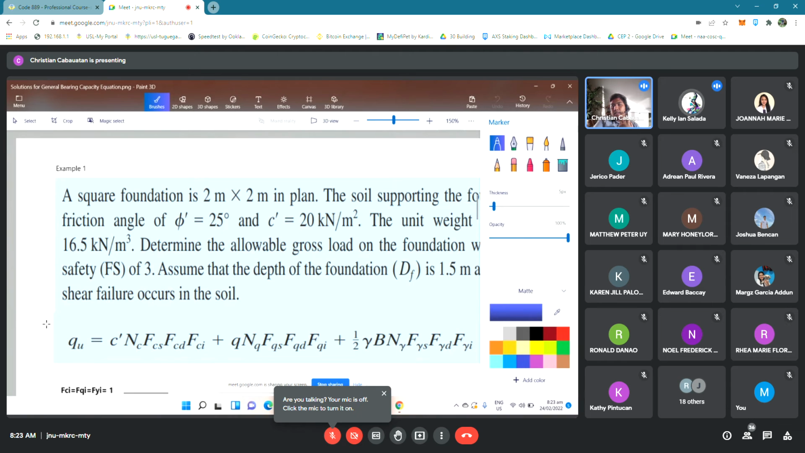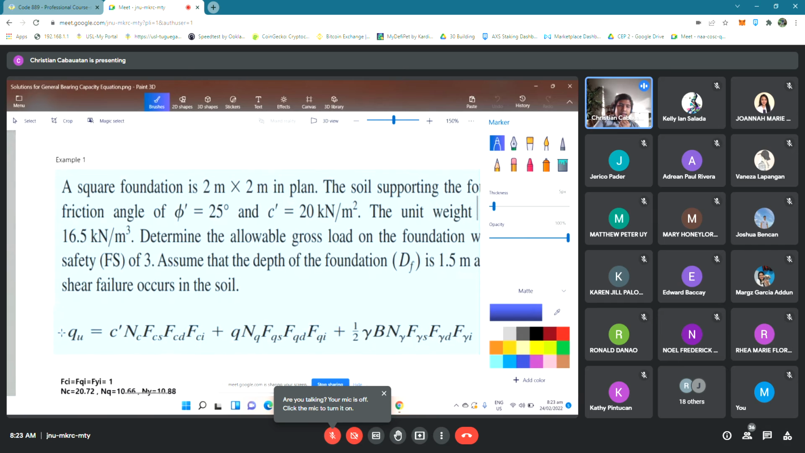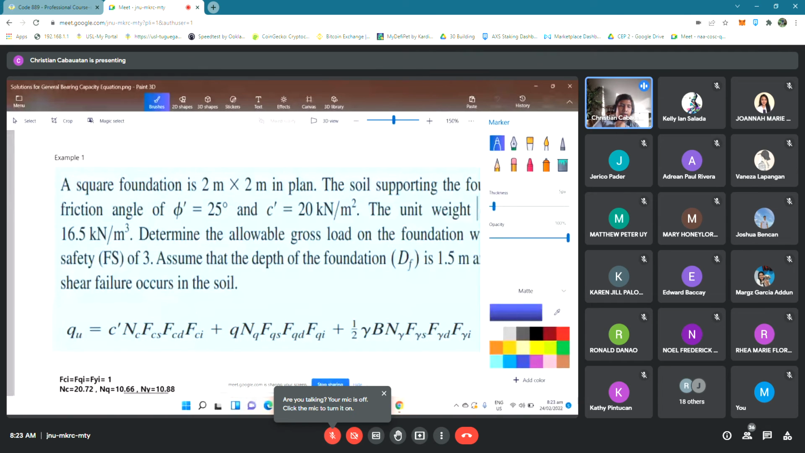Is that okay? Yes, sir. Thank you. So, go on. The NC there. Since the friction angle is 25 degrees, the bearing capacity factors are: NC is equal to 20.72, NQ is 10.66, and N gamma is 10.88.